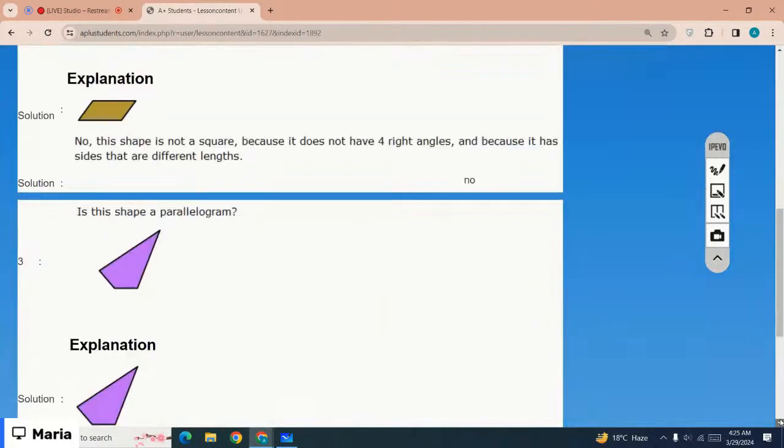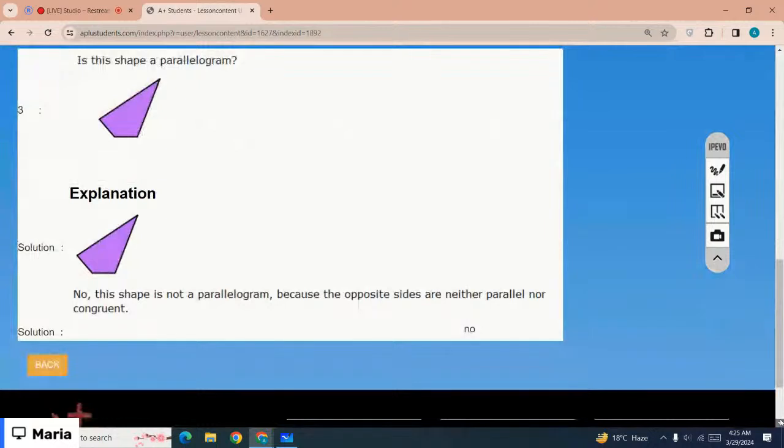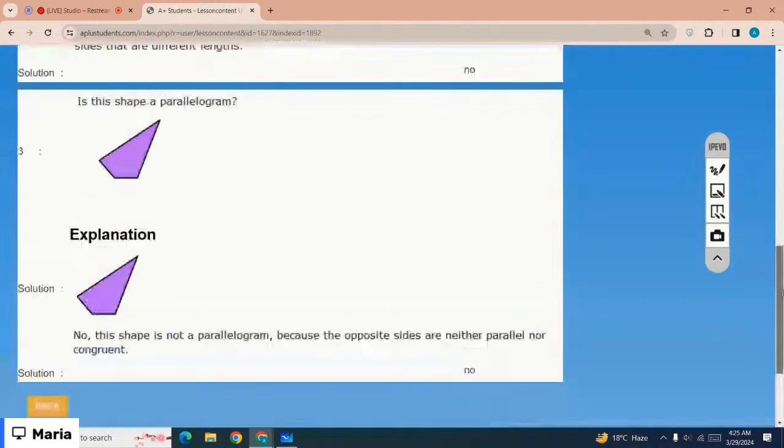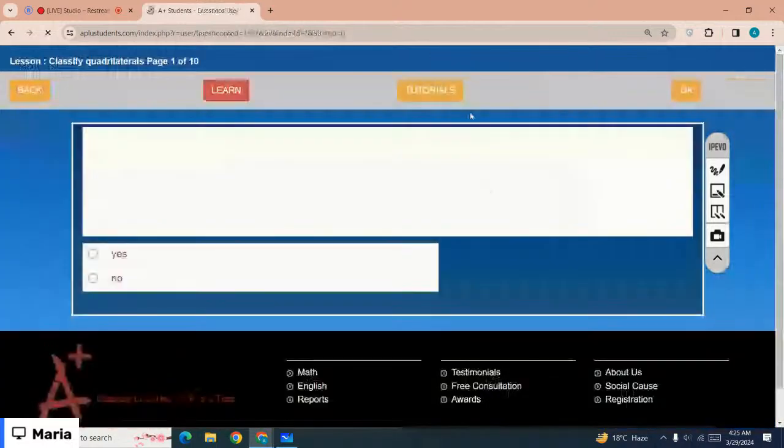Is this a parallelogram? No, because in a parallelogram, the opposite sides are parallel, right? So this one is not a parallelogram. Let's just start with the test questions. Is this shape a parallelogram? No, this isn't a parallelogram. The correct option is no, that is a square.